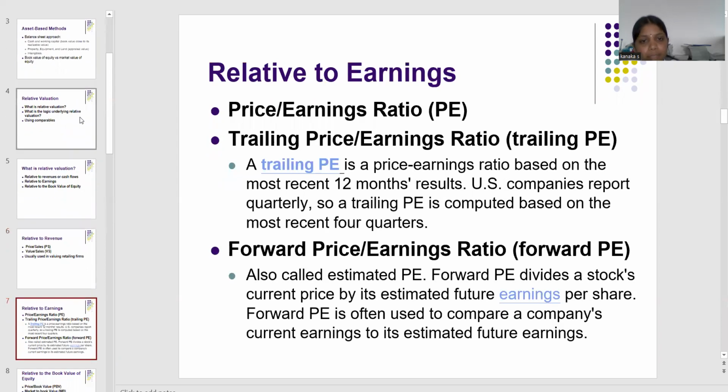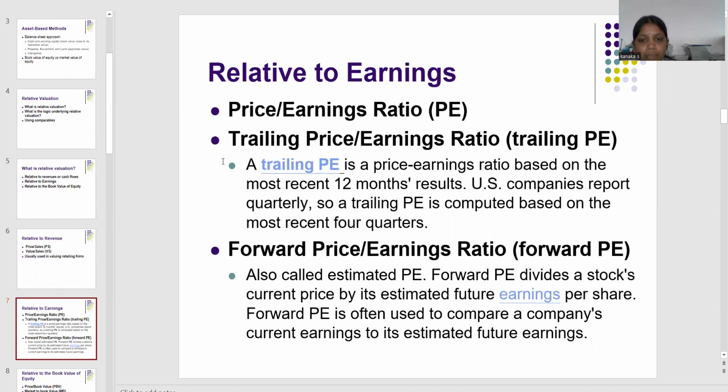Relative to earnings, the price to earnings ratio. The second is trailing price to earnings ratio, trailing PE. Next is forward price to earnings ratio, forward PE. First, the trailing price earnings ratio. The trailing PE is a price earnings ratio based on the most recent 12-month results. US companies report quarterly.